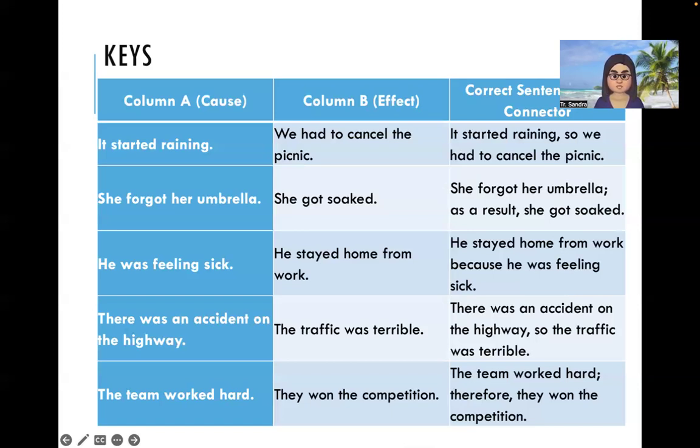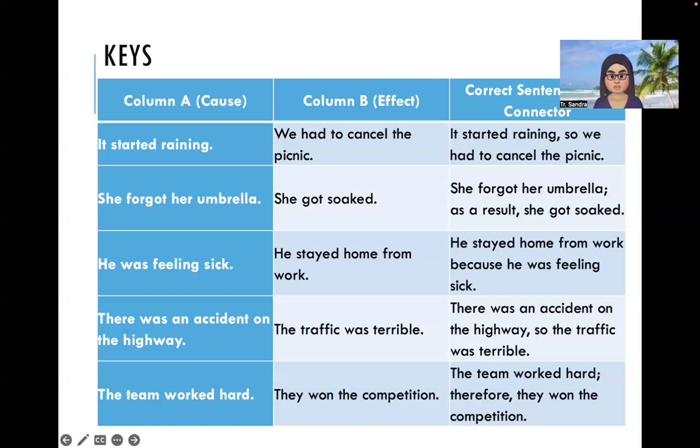Another one here like this, okay? The team worked hard. They won the competition. The team worked hard, therefore they won the competition. So here you are given "therefore" and "as a result." "As a result" is a little bit formal and it has a neutral tone. And "therefore" is usually used for academic and formal writing.